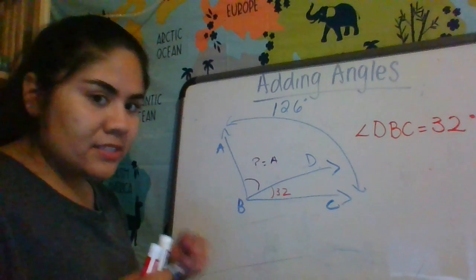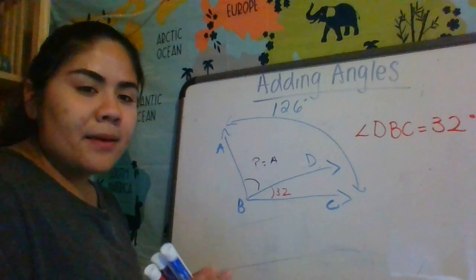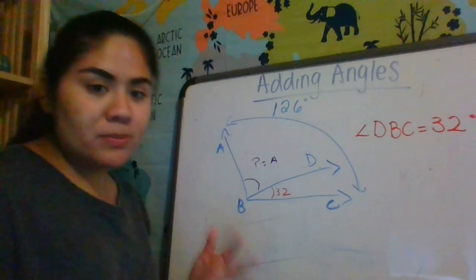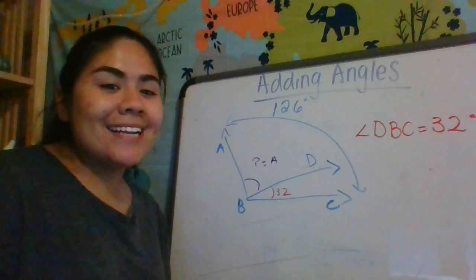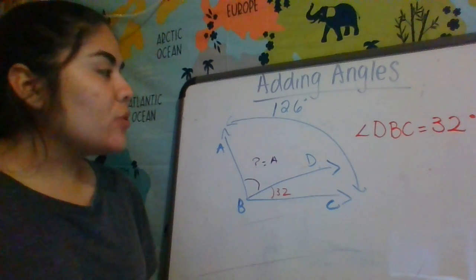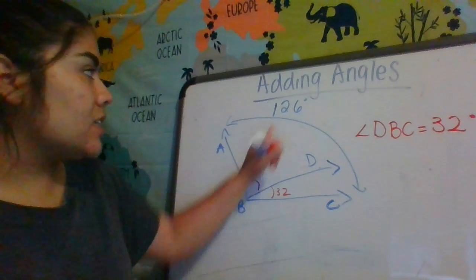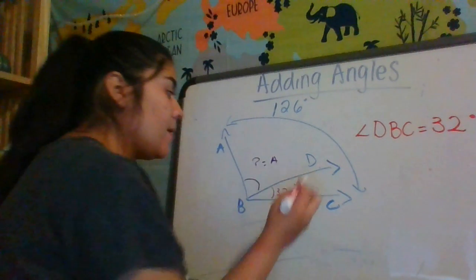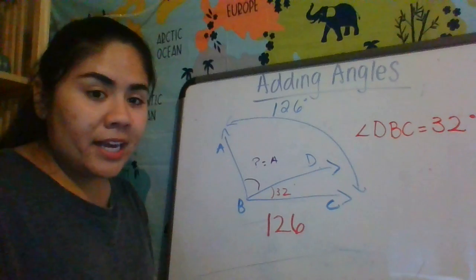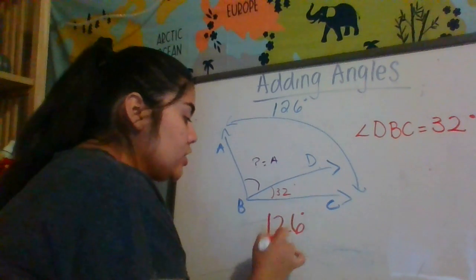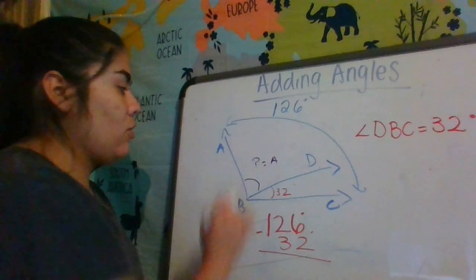So now what you have to do is, I'm gonna give you some think time. What can we do to find this missing piece? Take some think time. What function? Remember addition, multiplication. I may have hinted at it in the beginning, saying we're going to be doing addition and subtraction. So you're going to take the biggest angle they give you, 126 degrees, and you're going to have to subtract 32. When you do that, you're going to get the missing angle A.